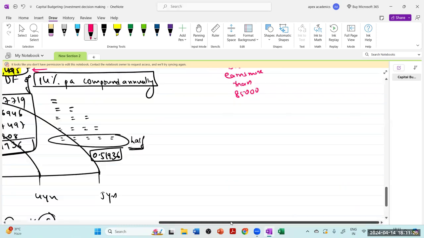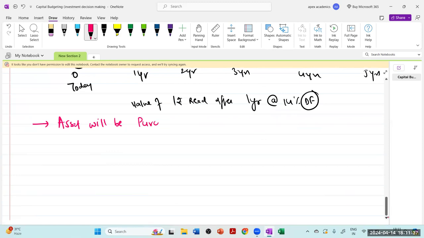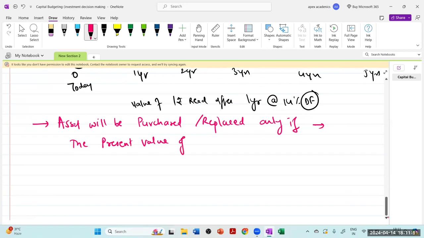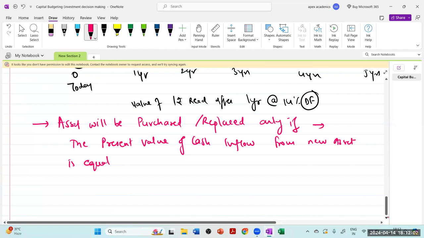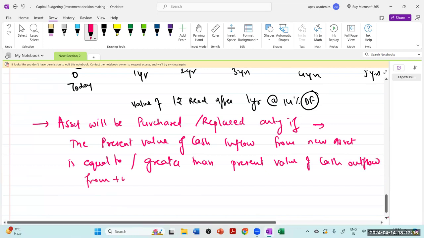Now, always keep one thing in mind. Now, this is the concept, or this is the meat of the matter, that asset will be purchased or replaced only if the present value of cash inflow from new asset is equal to or greater than present value of cash outflow from the new asset.